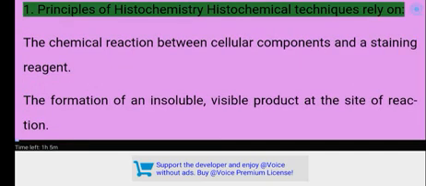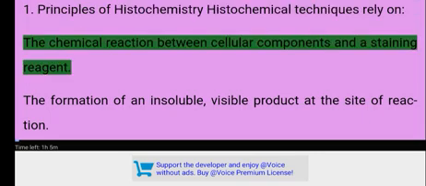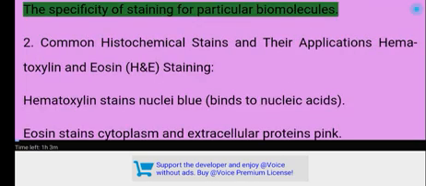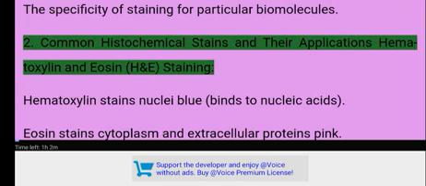1. Principles of histochemistry. Histochemical techniques rely on the chemical reaction between cellular components and a staining reagent, the formation of an insoluble, visible product at the site of reaction, and the specificity of staining for particular biomolecules. 2. Common histochemical stains and their applications.